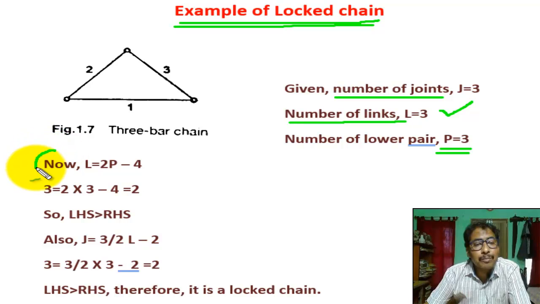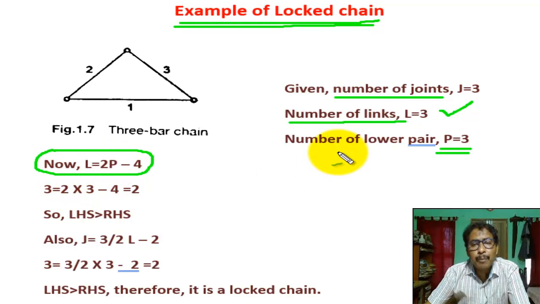From the first condition, the formula is L equal to 2P minus 4. On the left side, L equal to the number of links, 3. On the right side, 2P, where P equal to the number of lower pairs, 3: 2 into 3 minus 4 equal to 2. So the left hand side is greater than the right hand side.